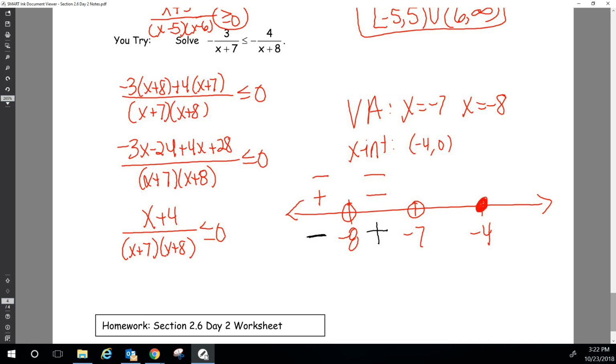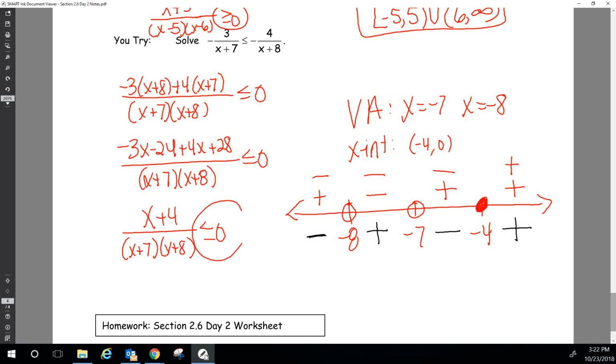Between negative 7 and negative 4, we can do negative 5. Negative 5 plus 4 is negative. On the bottom, negative 5 plus 7 is positive. Negative 5 plus 8 is positive. Positive times positive would be positive. And then negative divided by positive would be negative. And finally, when we're bigger than negative 4, so 0. 0 plus 4 is positive. Positive times positive on the bottom is positive. Positive divided by positive is positive.